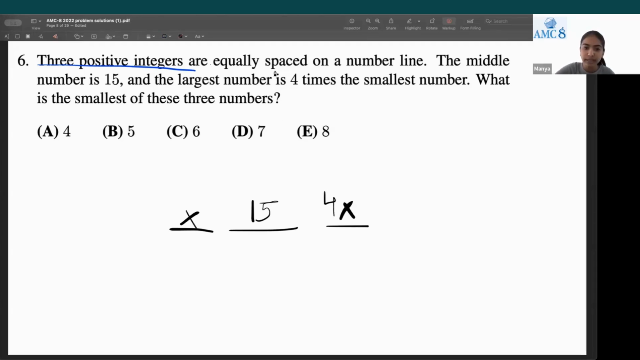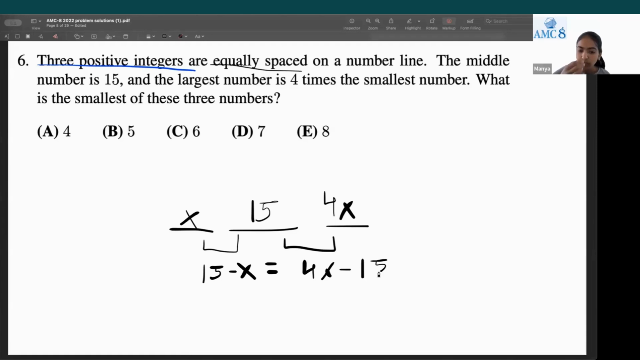And since we know that these numbers are equally spaced on a number line, that means that the difference between these two numbers or variables is the same between these two. And so 15 minus x to find the difference between them is going to be equal to 4x minus 15.